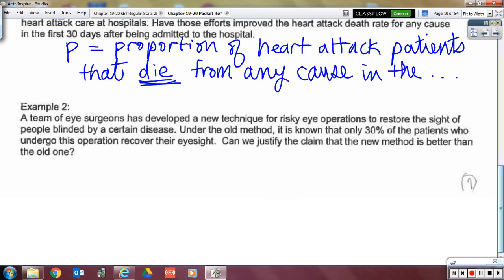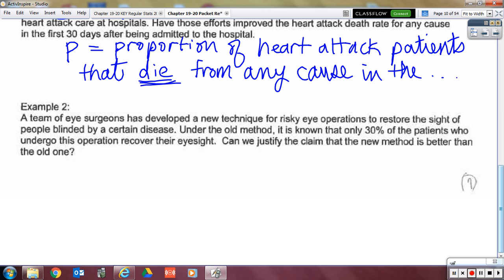Okay, here we go. Example number 2. Let's see what this problem's about. A team of eye surgeons has developed a new technique for a risky eye operation to restore the sight of people blinded by a particular disease. Under the old method, it is known that only 30% of the patients who undergo this operation recover their sight. Only 30% of those kinds of patients recover that. And so then we'll later talk about, can we justify that this new method is better than the old one? But what is this problem about?